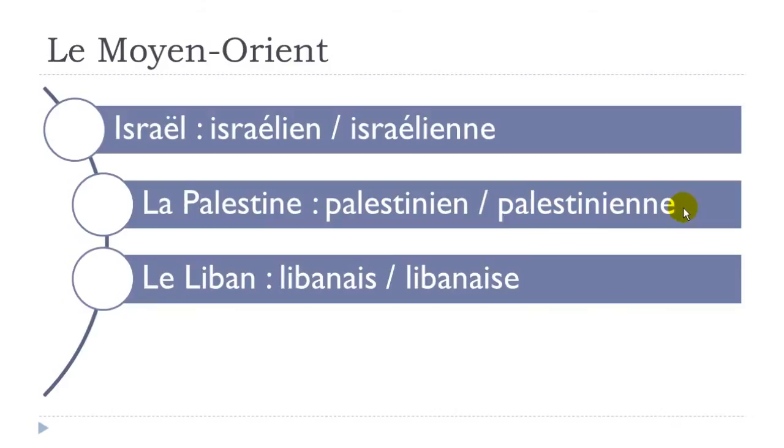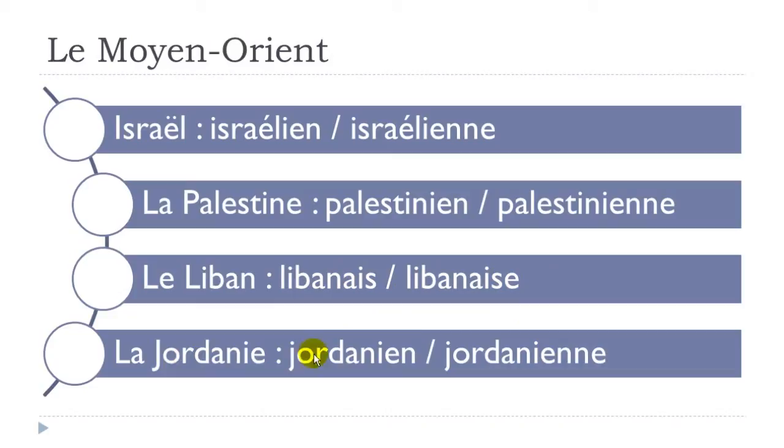Le Liban, libanais, libanaise. And then, la Jordanie, jordanien, jordanienne. Okay, so let's see them one more time.